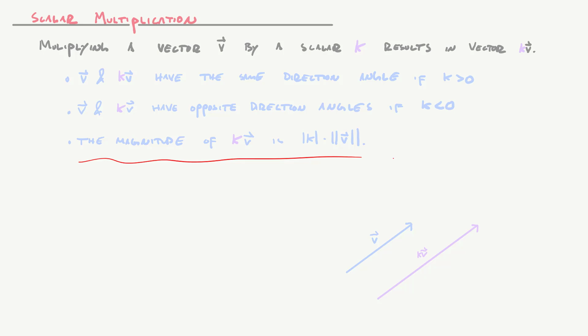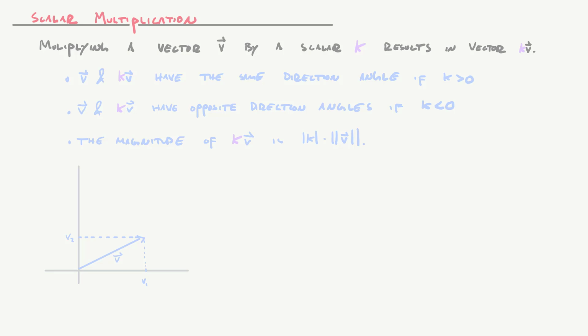So the magnitude is going to be positive, and in fact, you can calculate it with this. Now, by the way, how do I know this? How do I know that you can calculate it with k times the magnitude of v? You shouldn't just believe me. So let's go ahead and examine this.